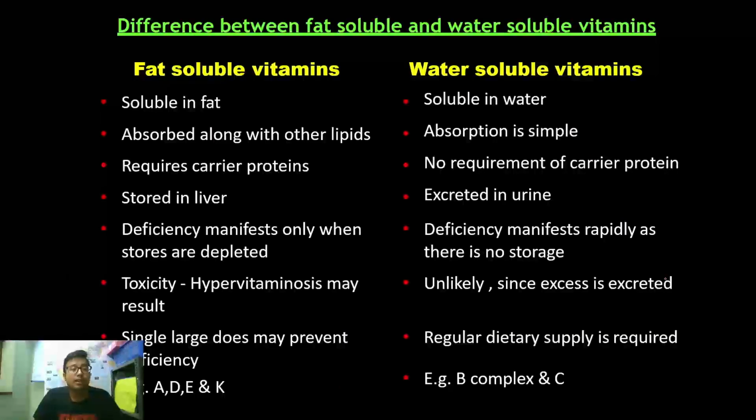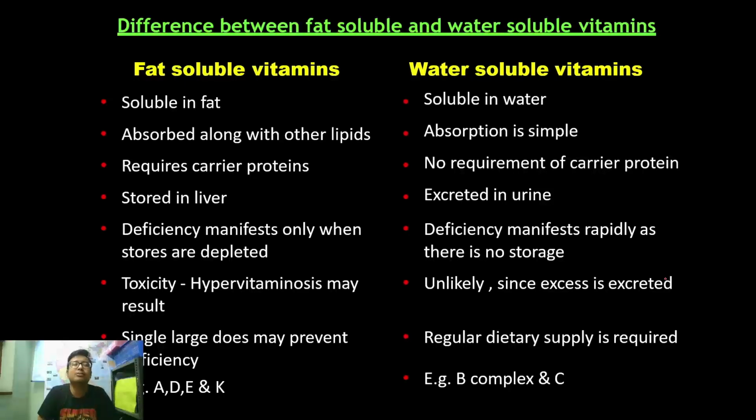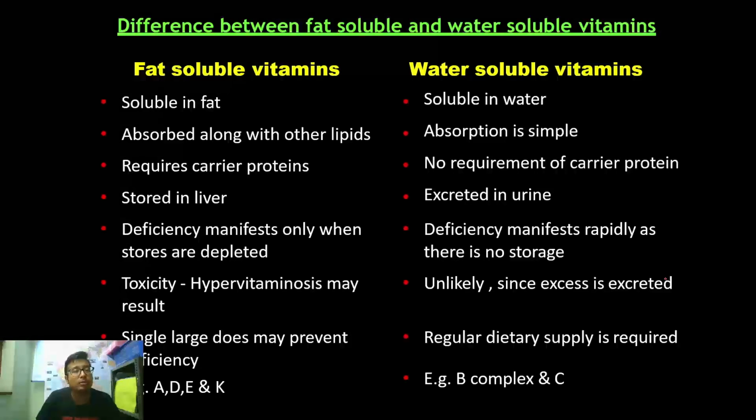So if you are asked a few differences between water soluble and fat soluble vitamins, you should be able to tell many of these that are written. Okay, so let's look into it one by one. So fat soluble vitamins are soluble in fat and absorbed along with other lipids, and they require carrier protein. Whereas water soluble vitamins are soluble in water. Their absorption is very simple. Since they are water soluble, they don't require any carrier protein. They are simply absorbed with water.